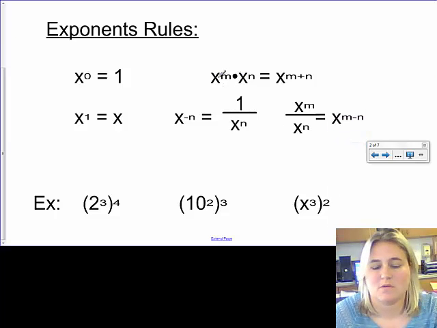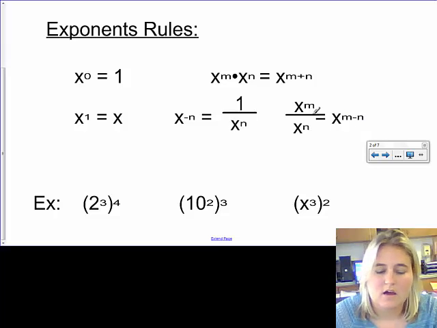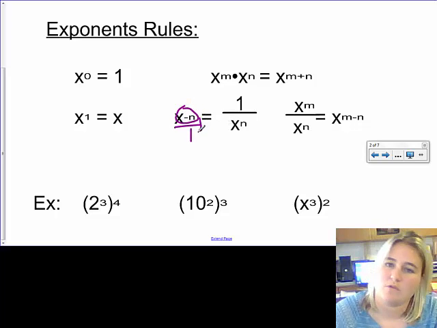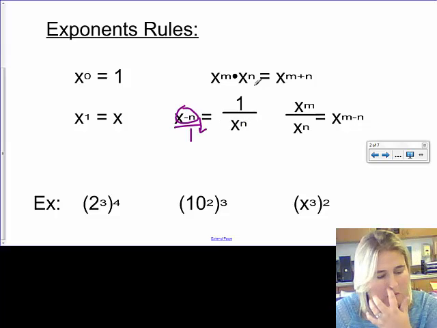Whenever we're multiplying by the same base, we know that we add the exponents. When we're dividing by the same base, that's what's happening here, we subtract the exponents. And to change the sign of an exponent, we know that we can move it across that fraction bar. So if the negative had been in the denominator, we would move it to the top.